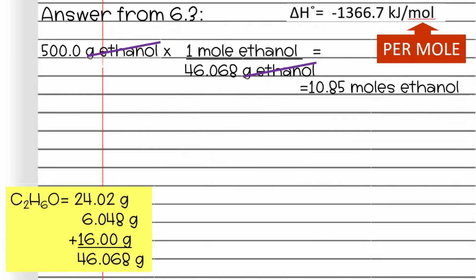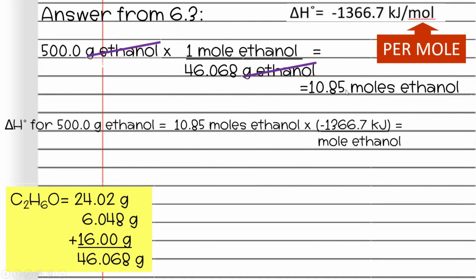So now we need to multiply 10.85 moles of ethanol times our answer from 6.3. So the moles of ethanol cancel out, and we get negative 14,830 kilojoules. Because we had 4 significant digits in our question, that's how many digits we need in our answer. So we round up for this digit and have 4 significant digits.